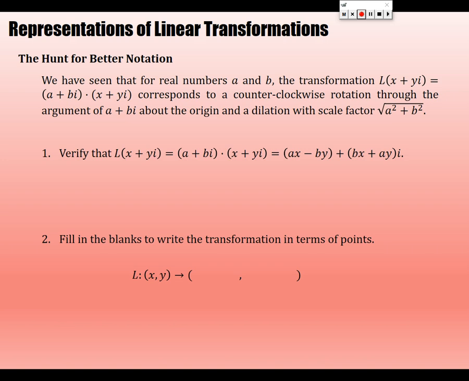We want to think back to all the stuff we did with matrices. So go ahead and first verify this, then fill in the blanks here. Notice we're out of the realm of complex numbers by the time we're at number 2. And then fill in the matrix. Tell me what's going on. I'm going to be calling some people up here to fill in the blanks.